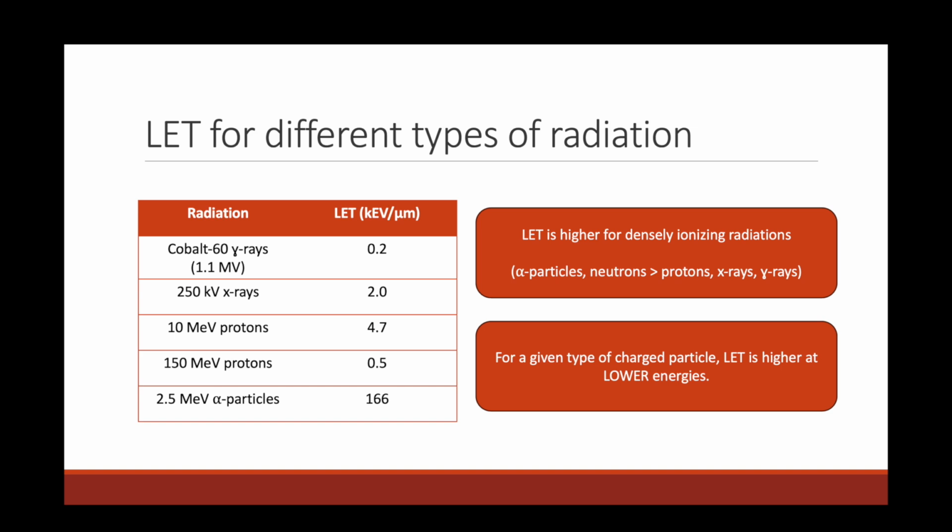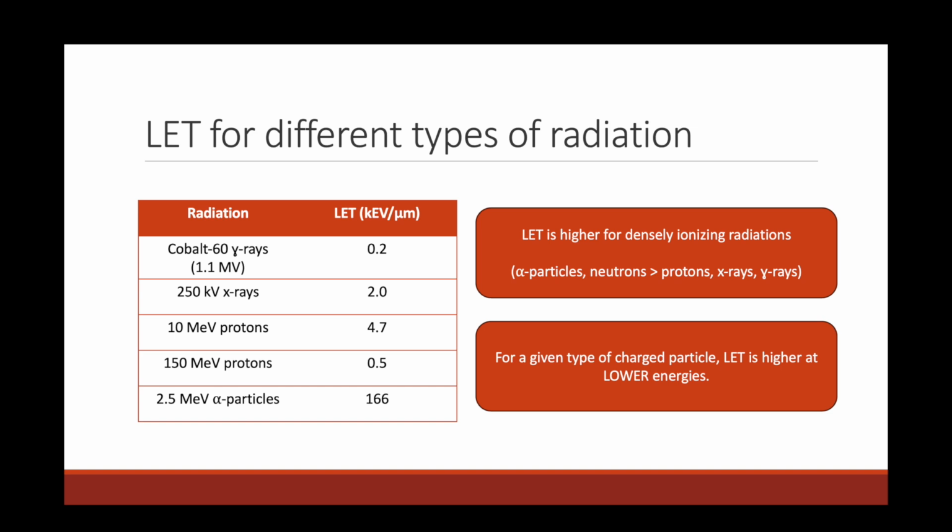If we look at protons, the 10 MeV protons actually have a higher LET than the 150 MeV protons. So the 10 MeV protons have an LET of 4.7, and the higher energy protons of 150 MeV have an LET of just 0.5. So what we're seeing here is that as we get more densely ionizing radiation, the LET increases, but within a given type of charged particle, the LET is actually higher at lower energies. So if you're looking at X-rays and gamma rays, the lower energy photons are going to have a higher LET. Same thing with protons. The lower energy protons are going to have a higher LET.